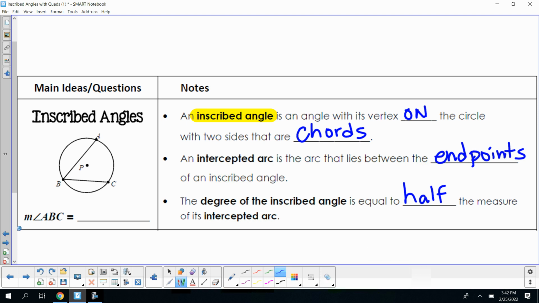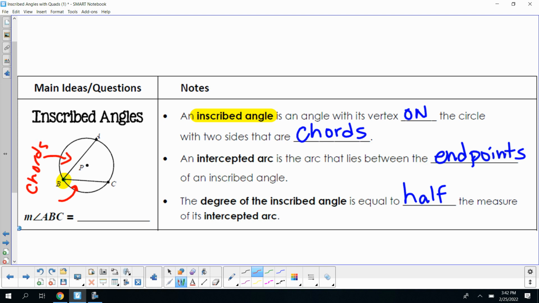Hey, geometry students, today we are going to be talking about inscribed angles. The first thing we want to talk about is the inscribed angle. The inscribed angle is an angle with its vertex on the circle, which is going to be right here in this area right there, with two sides that are chords. So the two sides of this angle, here and here, are going to be chords.